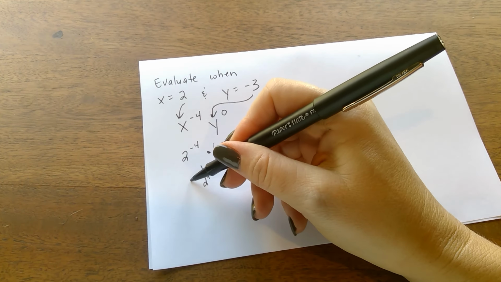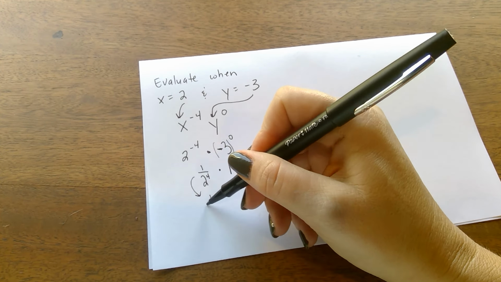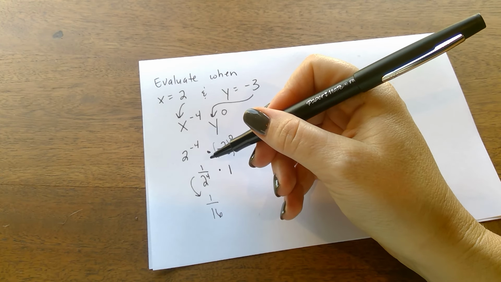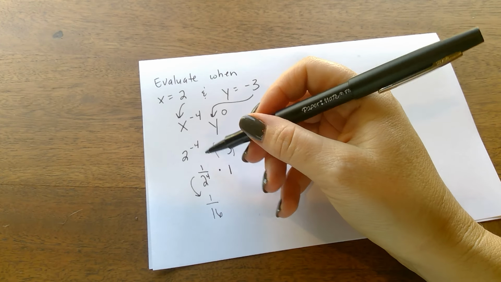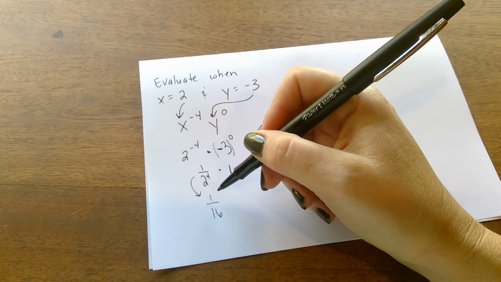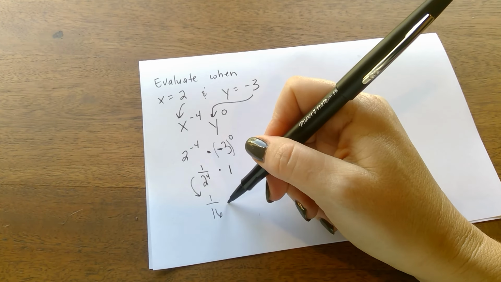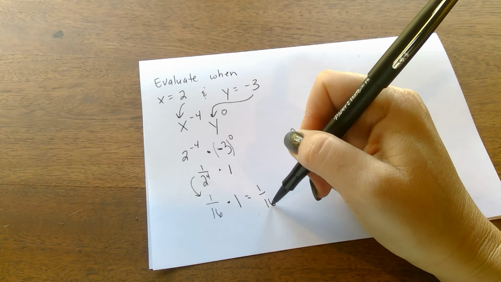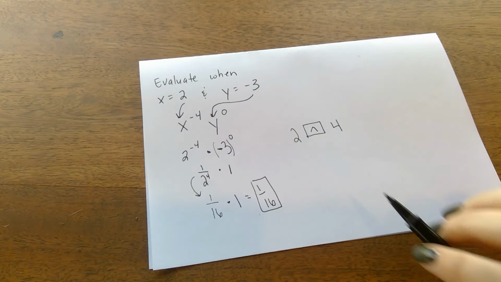So I'm going to rewrite that as 1/16. Don't forget that 1 has to stay on the top, okay, because it's still a fraction. I flipped it once to get rid of the negative, and now it has to stay a fraction. And 1/16 times 1 is going to give me 1/16. Okay, let's try one more like that.